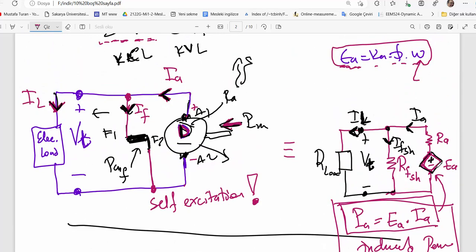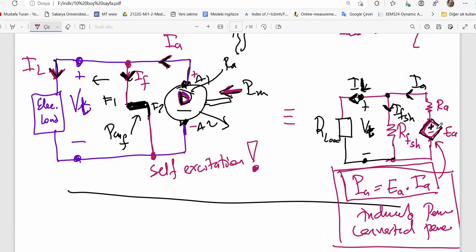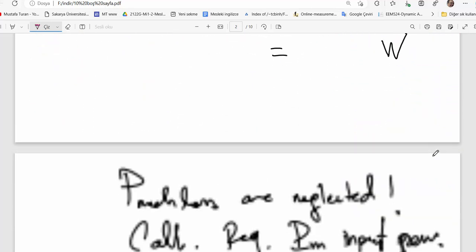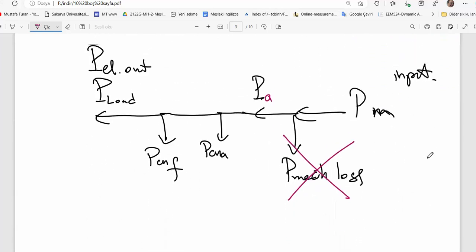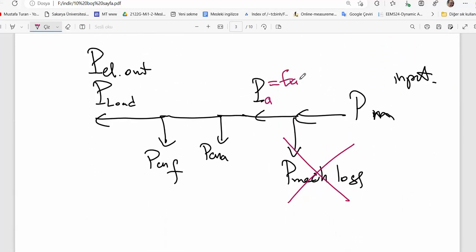If it is a generator, that is the power converted into electrical energy, or if it is a motor, that is the power induced in mechanical power in the armature. You know, a motor is a device converting electric energy into mechanical energy. So this guy converts electric energy into mechanical energy. That is the armature, making energy conversion. So armature power can be written like this. Copper loss can be written like this.